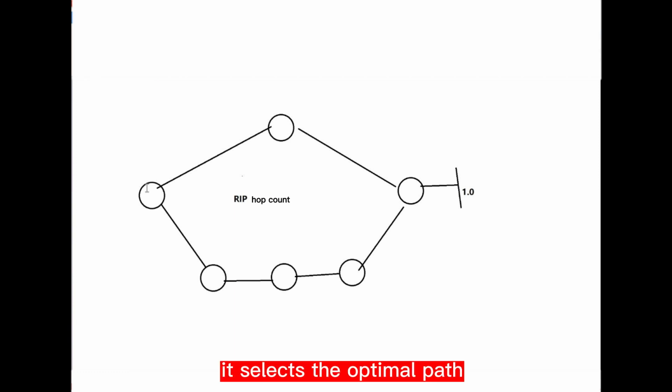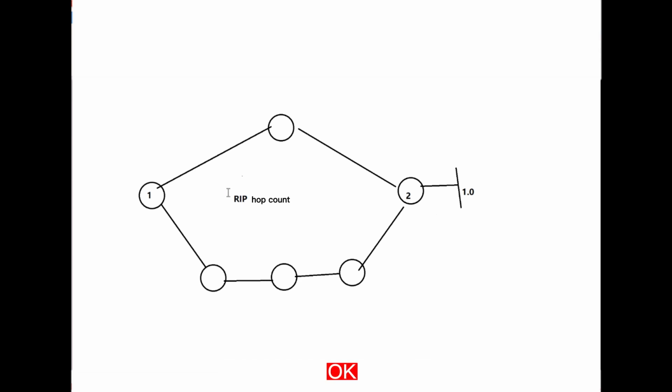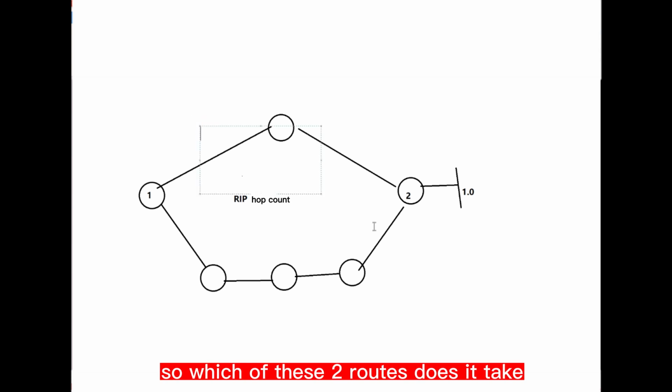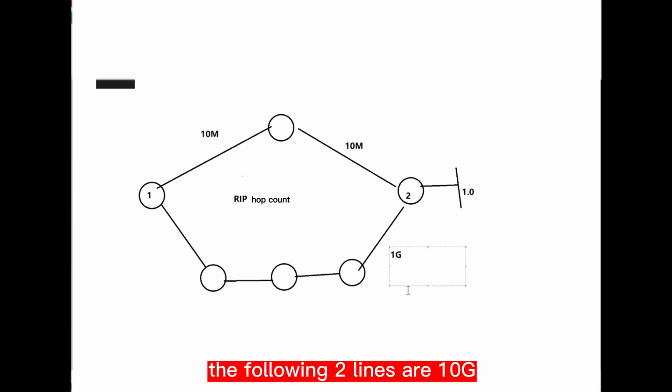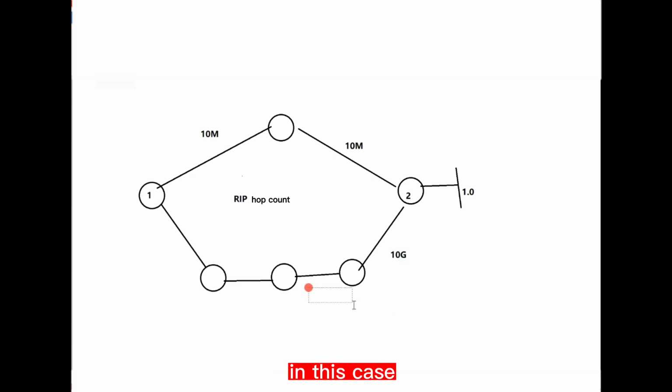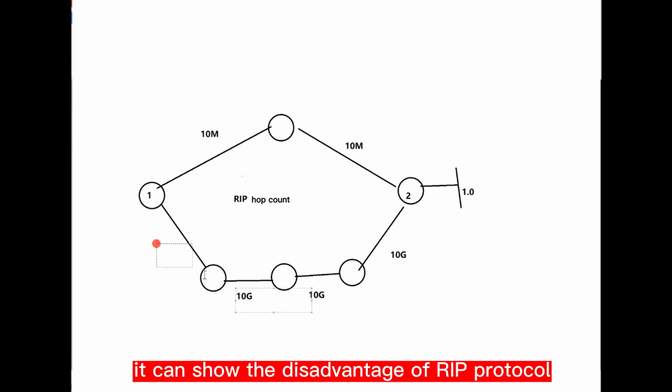It selects the optimal path based on the number of hops. If R1 visits R2's 1.0 network segment in the future, how many roads are there? Okay, there are 2 roads. So which of these 2 routes does it take? Assume the above 2 lines are 10 M, and the following 2 lines are 10 G. I wrote it bigger. In this case, it can show the disadvantage of the RIP protocol.